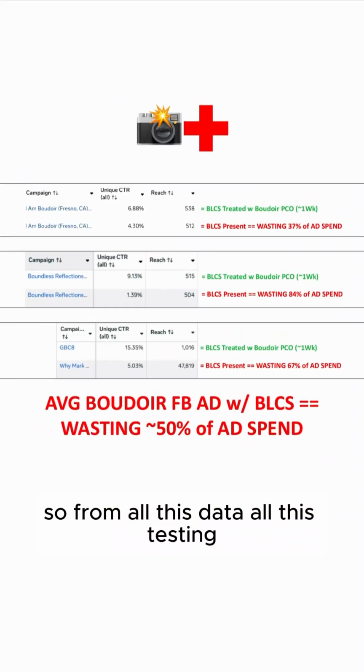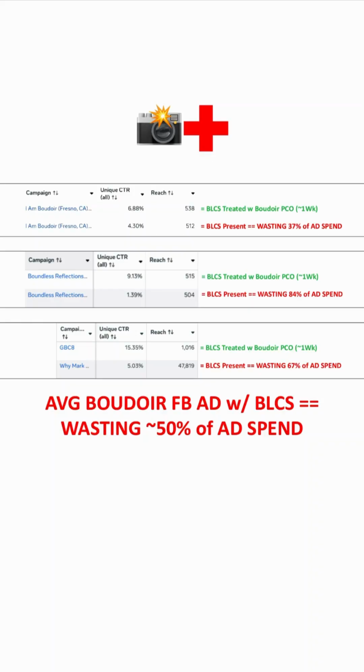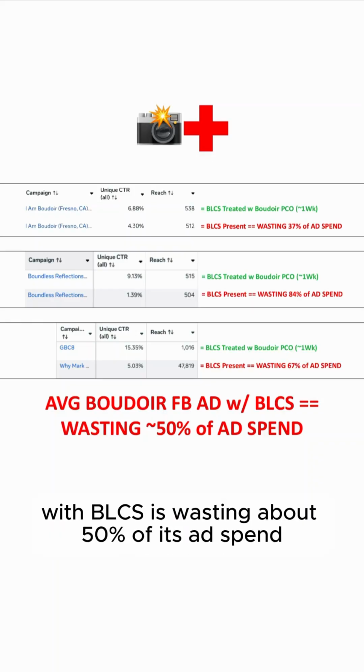So from all this data, all this testing, what I've seen, the average Boudoir Facebook ad with BLCS is wasting about 50% of its ad spend.